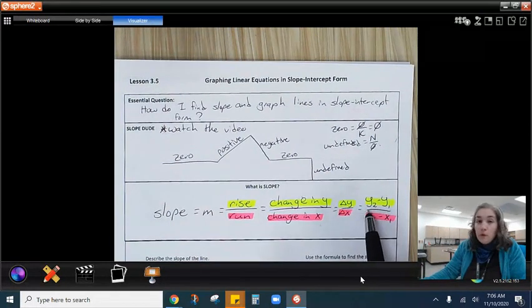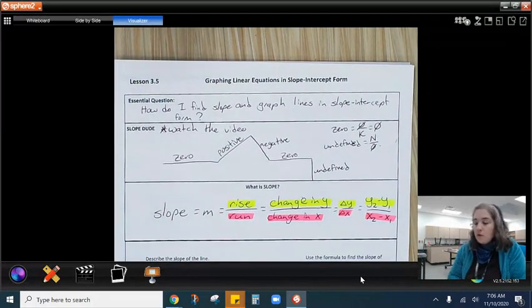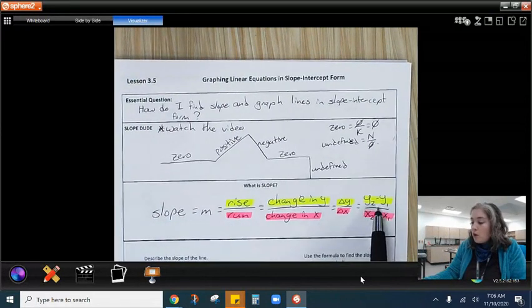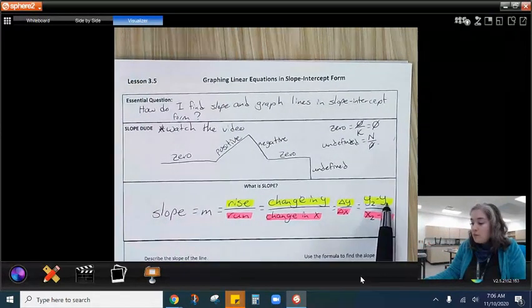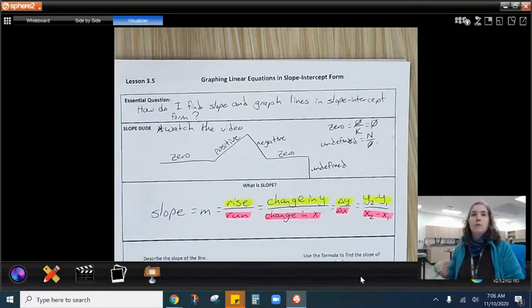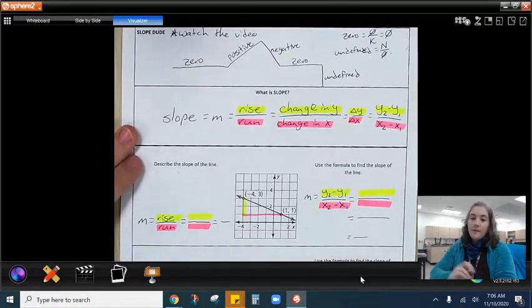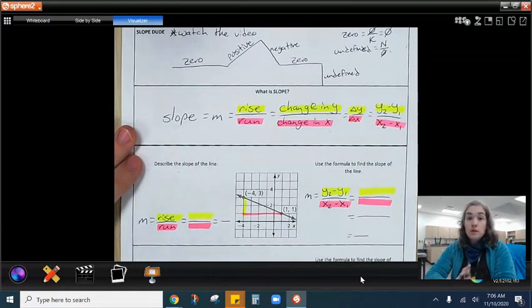And then the one that you guys probably will use the most is y2 minus y1 over x2 minus x1. So typically you see m equals rise over run, or you see m equals y2 minus y1 over x2 minus x1. So we're going to practice this a little bit. The first one is just describing the slope. That's when we use our words, is when we describe.